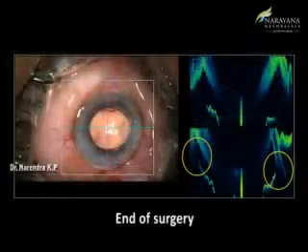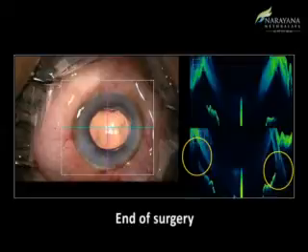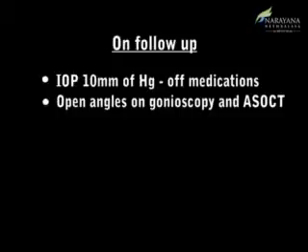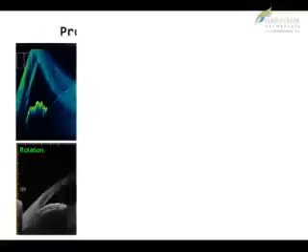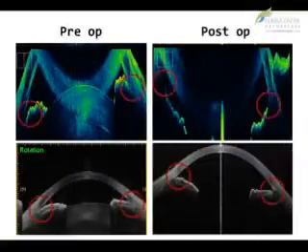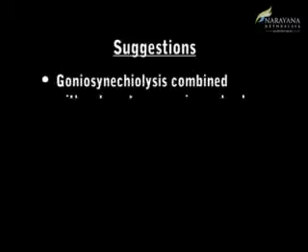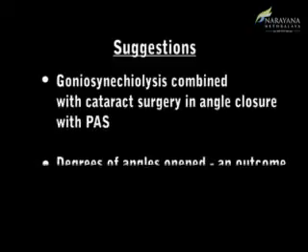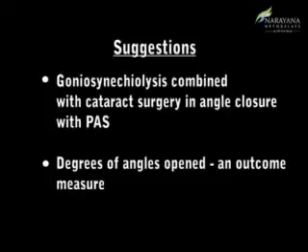One can very well appreciate the open angles at the end of surgery. So, we suggest that goniosynostomosis combined with cataract surgery is helpful in opening up of angles in spite of formation of peripheral anterior synechiae, and also to include the degrees of angles opened as an outcome measure in addition to the intraocular pressure reduction after cataract surgery in future randomized controlled trials.